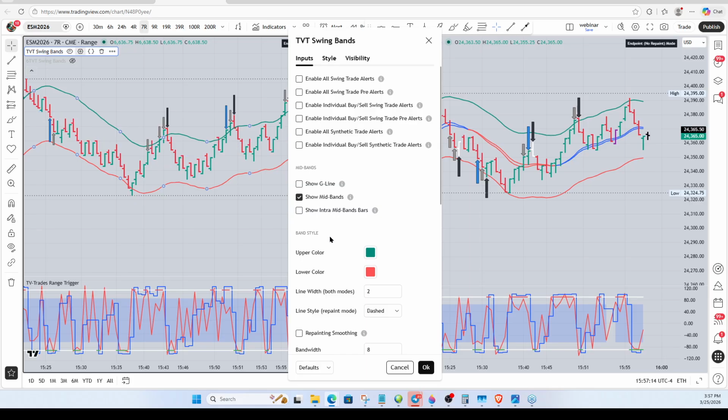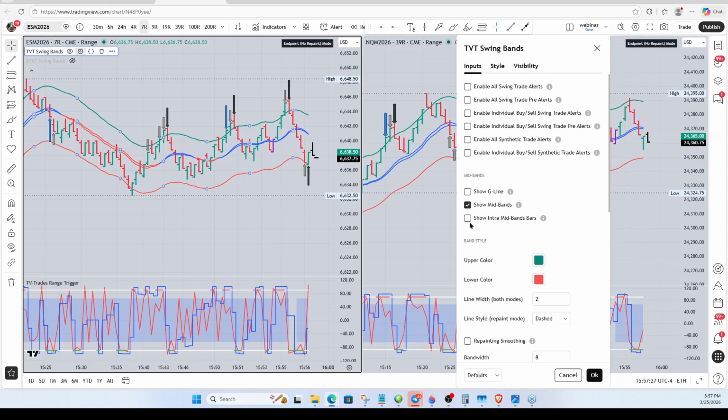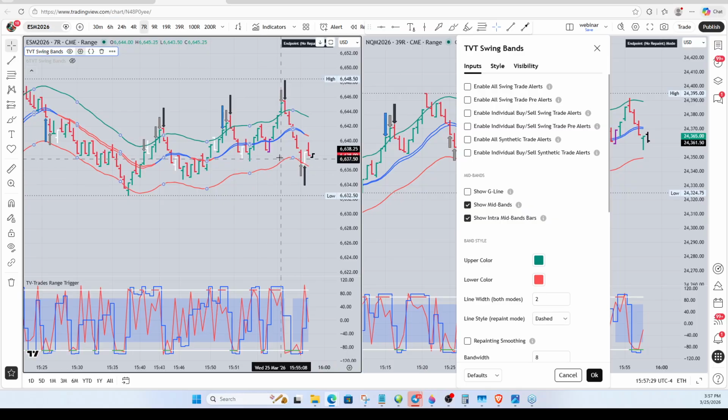So this is the show mid-bands. You turn that on to show the mid-bands. And that's going to have the purple bars as well. The purple bars are the ones that straddle it. Okay, and if you want to show the white bars, they are the ones that are on the other side of the trend. If you're in an uptrend, they're down here. If you're in a downtrend, they're up here.